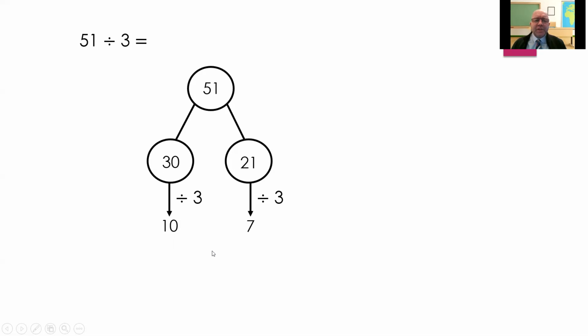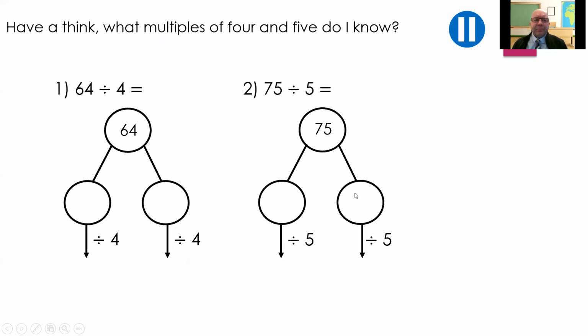And all we need to do now is add these 2 numbers together, and we will find out how many 3s fit into 51. There we go. 51 divided by 3 is 17. And we've been able to do that with a simple number bond and our times tables. Breaking it up so we're dealing with nice simple facts that we are quite familiar with. Well done. What about these 2?